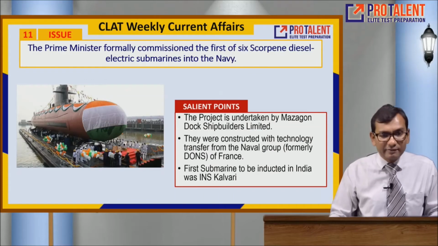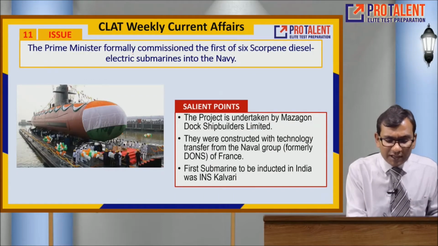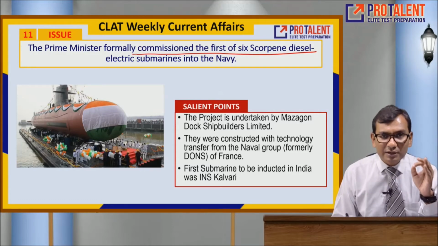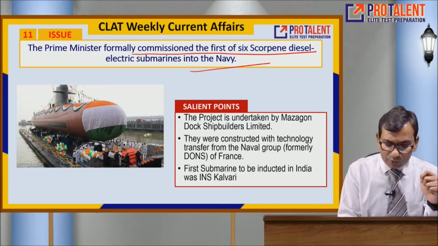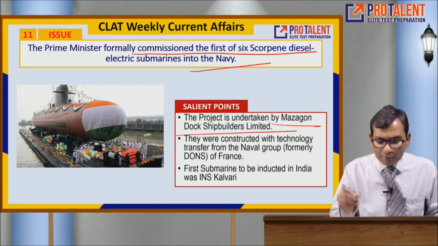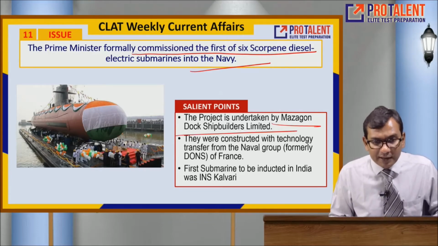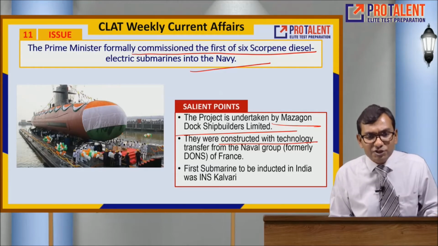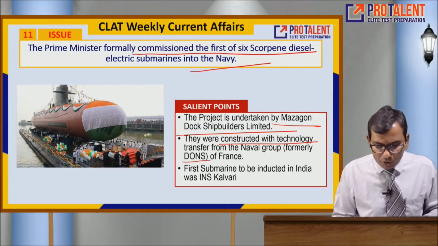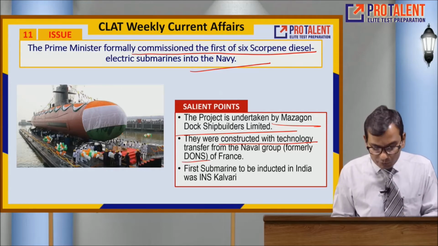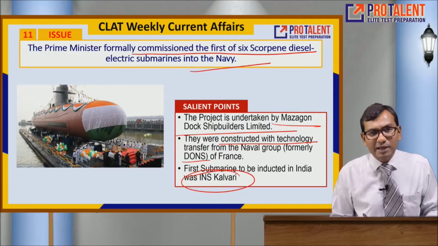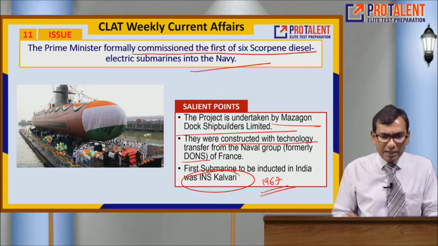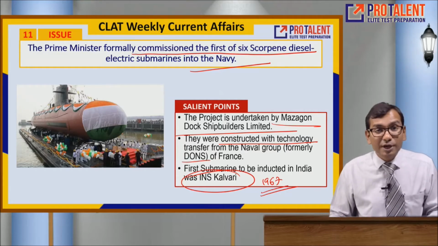Coming to issue number 11, Prime Minister formally commissioned the first of the 6 Scorpene class diesel electric submarines into the Navy. The project is undertaken by Mazagon Dock Shipyard Limited, and they were constructed with technology transfer from France, which is DCNS बोलते थे उनको. And the first submarine in India inducted was called INS Kalvari, जो 1967 में लगाई गई थी. ओके, सो INS कलवारी इज द फर्स्ट इंडियन सबमरीन.